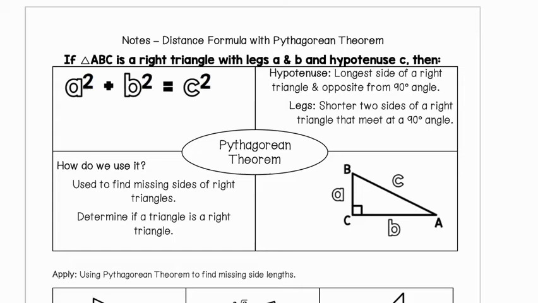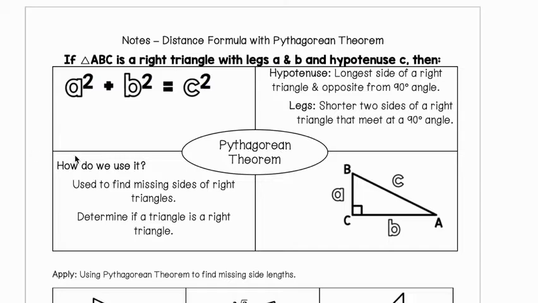In this video, we'll be reviewing the distance formula and how it connects to the Pythagorean theorem. So we're going to first look at what the Pythagorean theorem is and how we use it. We're talking about a triangle ABC. If it is a right triangle with legs A and B and hypotenuse C, then all of these things will be true.